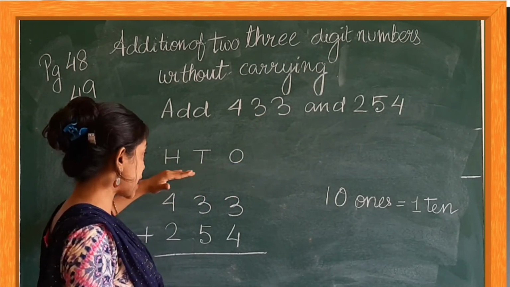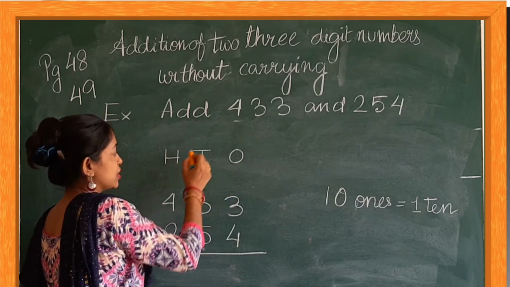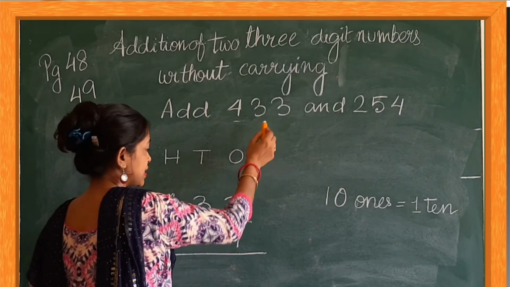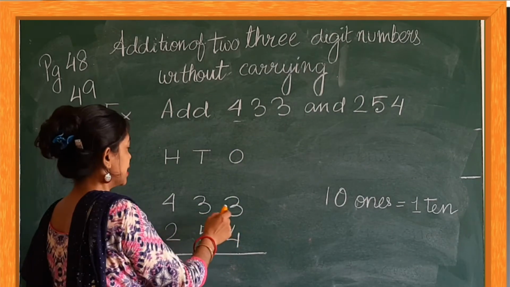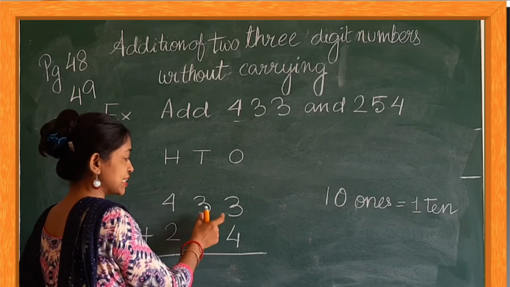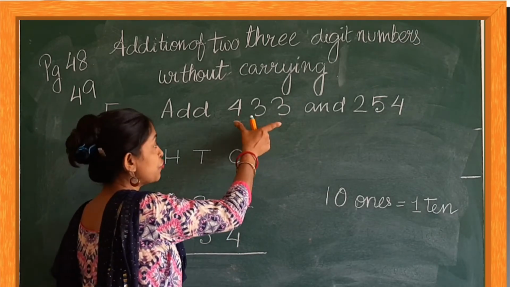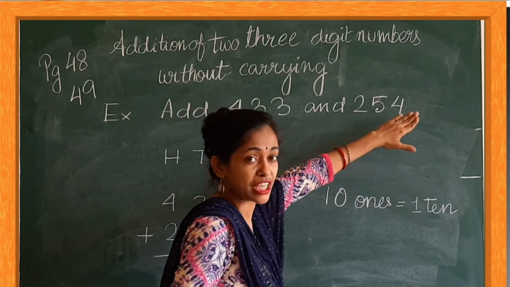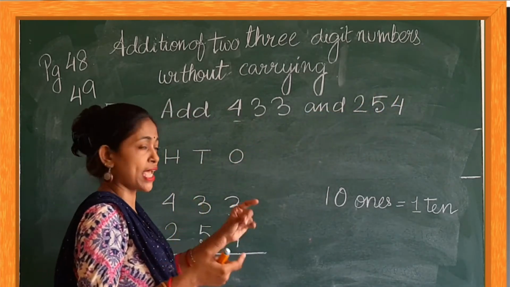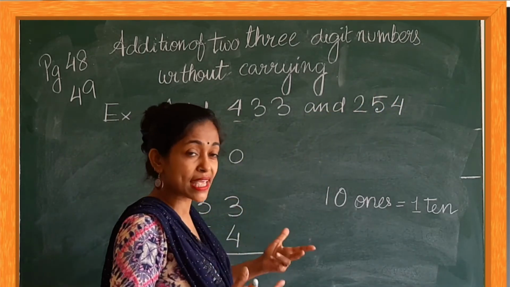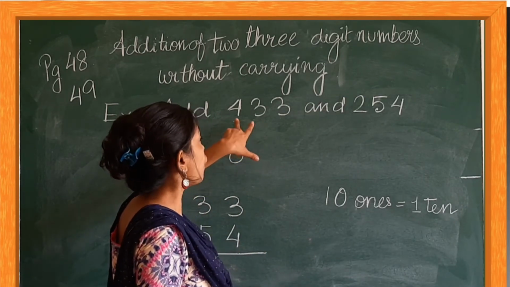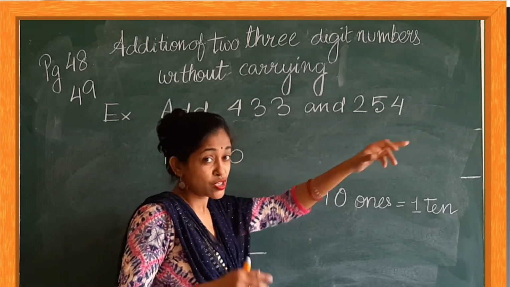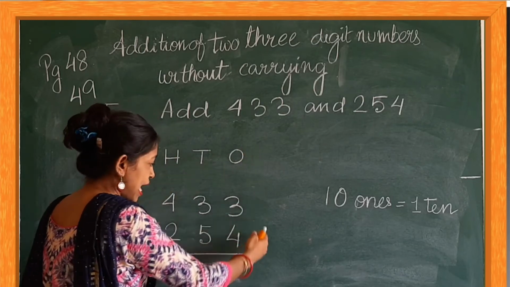हुआ है, तो इसका मतलब है this 4 is on the hundreds place, 3 is on the tens place, and this 3 is on the ones place. That means 433. What is the number here? 433 and 254. हम जब कोई डिजिट बोलते हैं तो कैसे बोलते हैं? How do we say? Here it is written 433, 254. So let's arrange the digits in that manner.